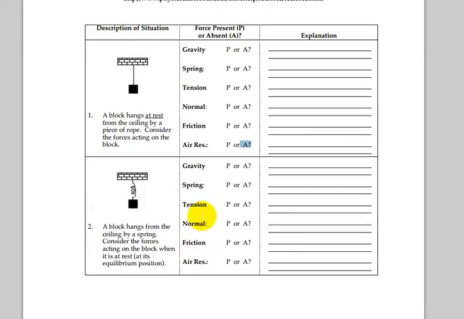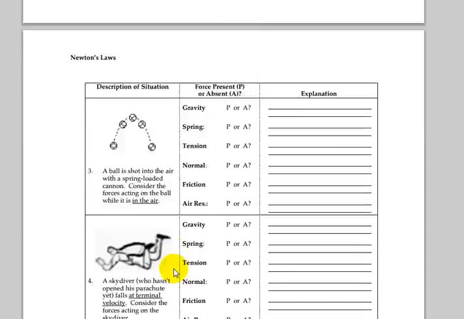Maybe I'll do another one with you here. I did number 1. Maybe let's look at number 3. This tends to be a tricky scenario. A ball is shot into the air with a spring-loaded cannon. Consider the forces on the ball when it's in the air. So we don't care about how it was launched. All we see is the ball going up in an arc and then going downwards. So there's definitely gravity because we see it was moving upwards and then it's moving downwards. So we assume it's on Earth, and there's gravity.